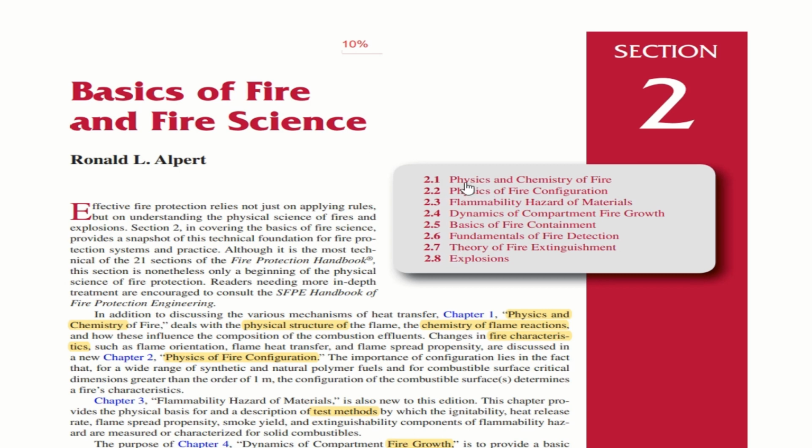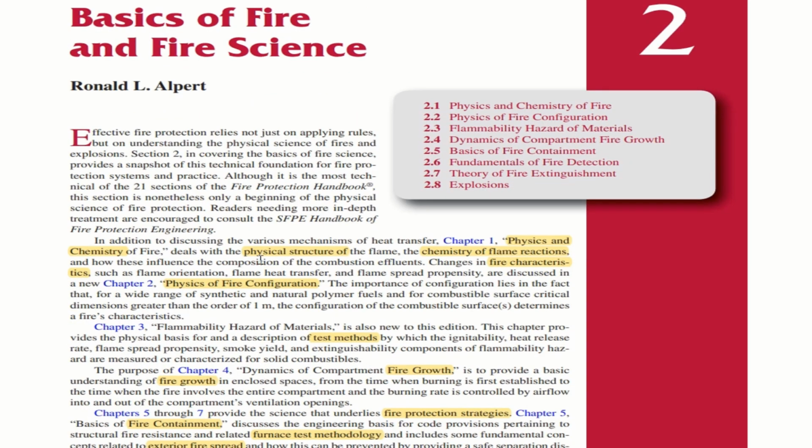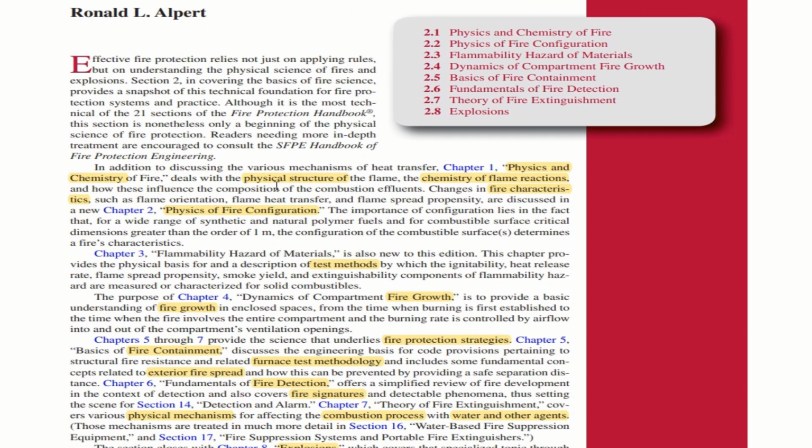I will just name them: physics and chemistry of fire, physics of fire configuration, flammability hazard of materials, dynamics of compartment fire growth, basics of fire containment, fundamentals of fire detection, theory of fire extinguishment and explosions. If you go through this, chapter 1 refers to physics and chemistry of fire. It deals with the physical structure of the flame, chemistry of flame reactions, and also the fire characteristics.